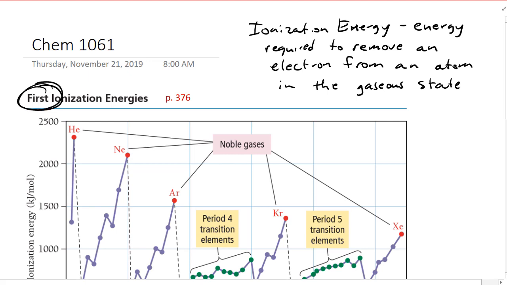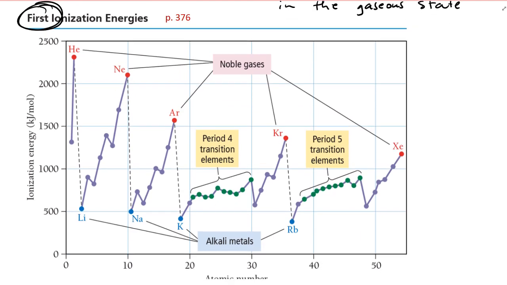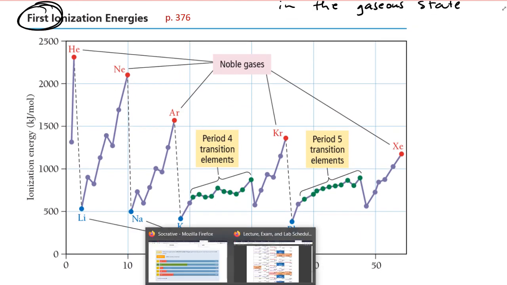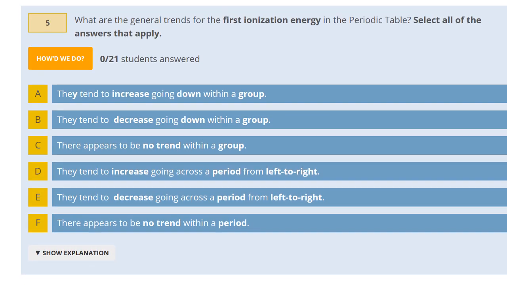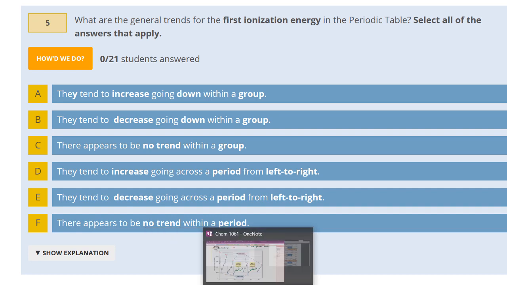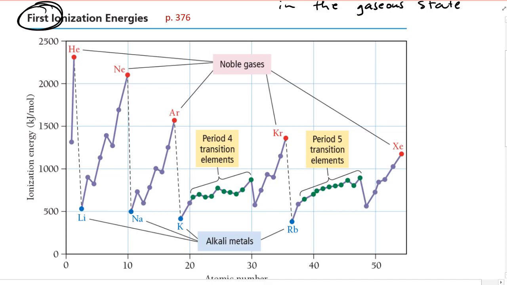So this here is a table of the first ionization energies. And so I'm going to have you look at this table now. We're going to develop trends again. And upon looking at this table, let's see what you can tell what the general trends are for the first ionization energy within the periodic table. And select all of the trends that apply. Again, obviously there are some exceptions, but as a general rule, what is the trend in ionization energies?